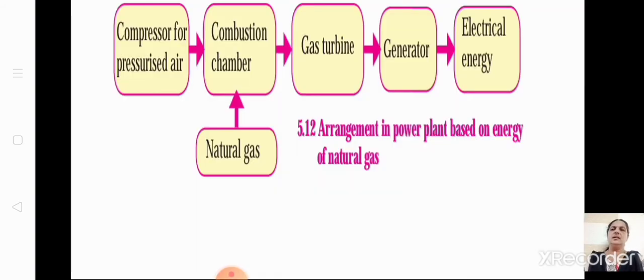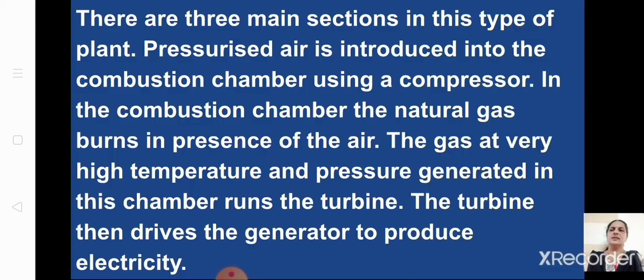You can see here the compressor for the pressurized air, and the combustion chamber. Then natural gas is compressed over there, and it is converted into a gas for the gas turbine. The turbine rotates with the help of this gas. It is connected to the generator, and then electricity is produced. You can see this diagram also.